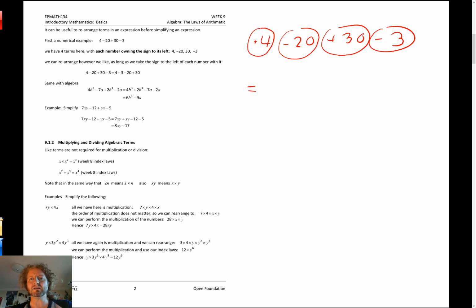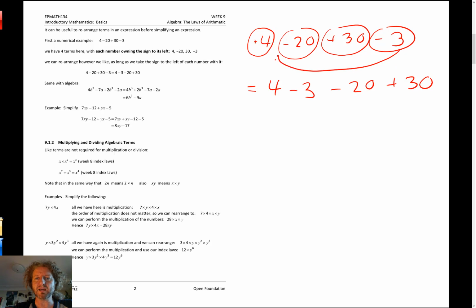And even though there's nothing there, we know nothing means positive. I've got 4 things there. Now the order in which I write them makes no difference to the final outcome, as long as if I'm going to move them around, I've got to move the sign with it. So I might leave the 4 there and move the minus 3 to it. I might leave the minus 20 there, put the plus 30 there. Really all I've done here is move that into there. But everything's still the same. I've still got a plus 4, a minus 3, a plus 30, a minus 20.